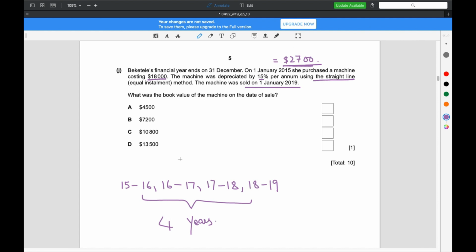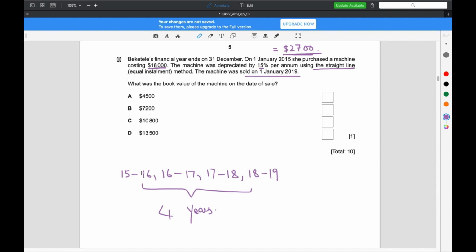Now, if you calculate the number of years that passed from 1st January 2015 to 1st January 2019, I've made a little thing here to make you understand. So 1st January 2015 to 16, that is 1 year. And then 2016 to 17 is another year. All right, and then 2017 to 18 is another year, and then 2018 to 19 is another year.